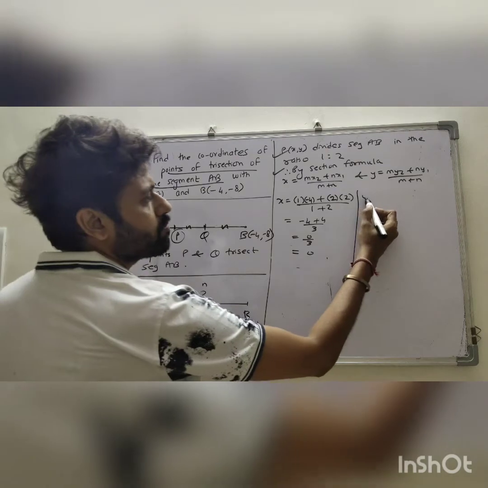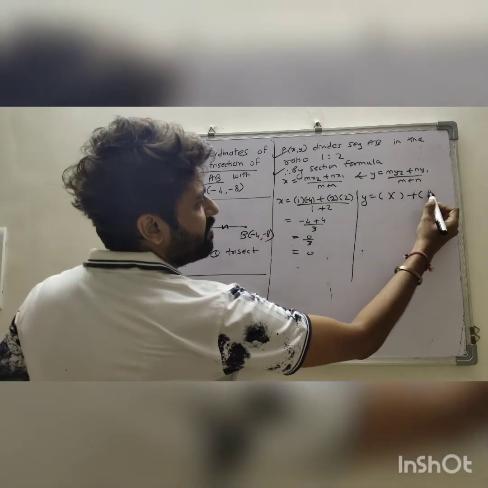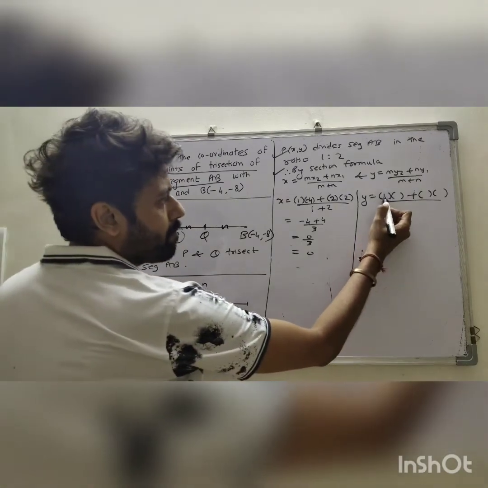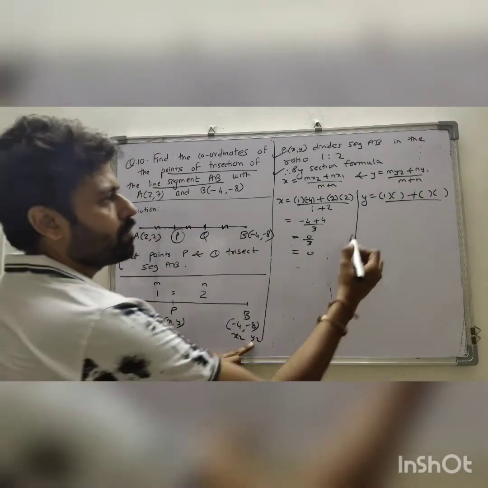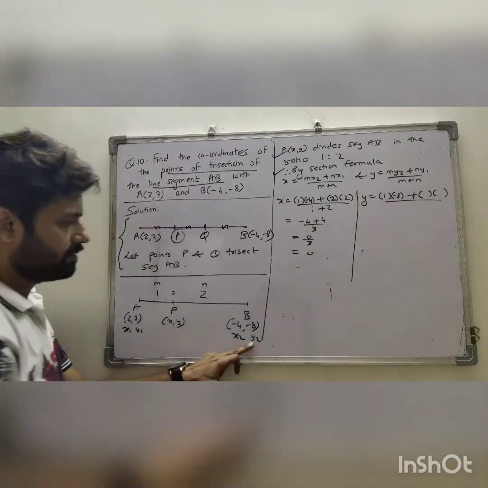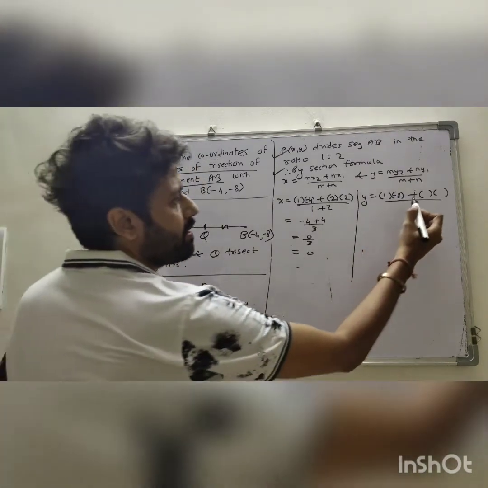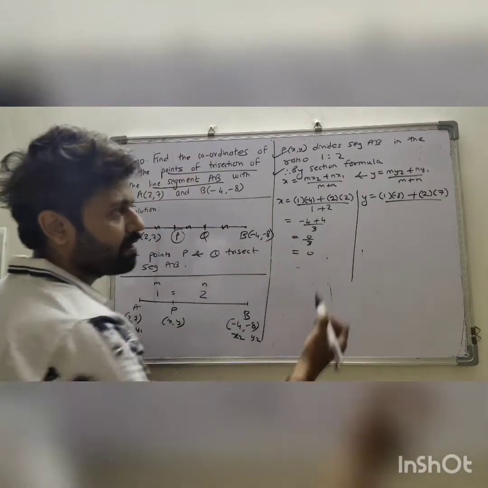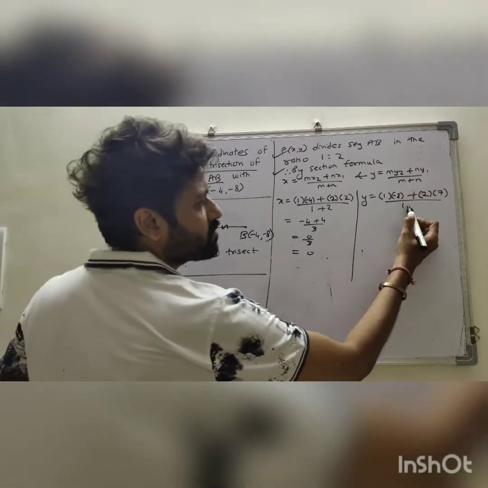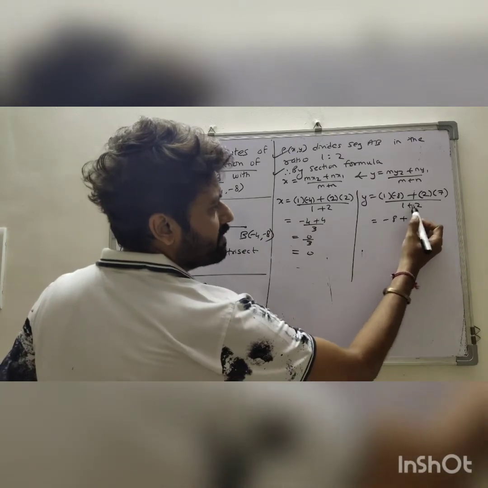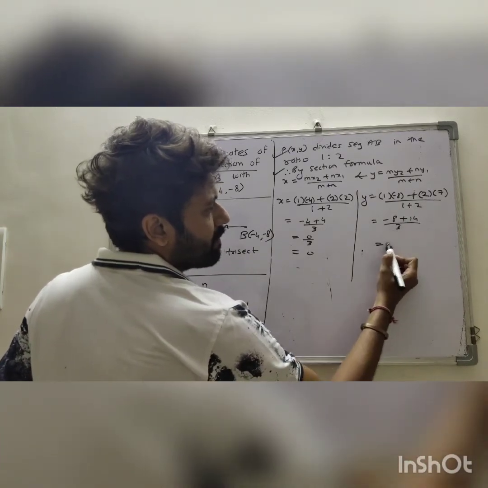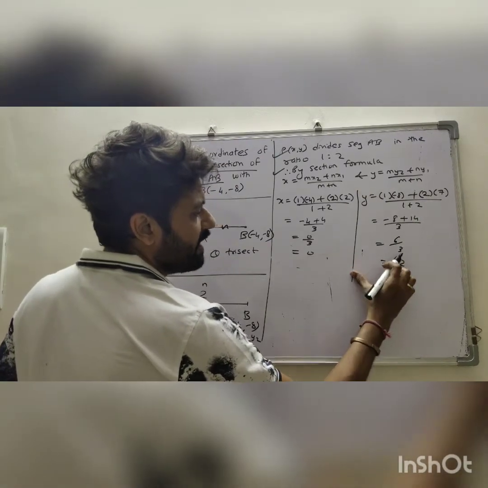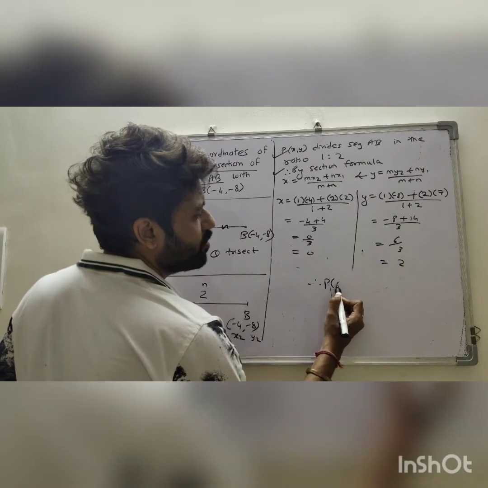Y is equals to my2 plus ny1 upon m plus n. y2 is minus 8 plus n y1 is 7 upon m plus n, 1 plus 2. This is minus 8 plus 7 into 2, that is 14 upon 3. Minus 8 plus 14 is plus 6 upon 3. Answer is 2. We get P 0, 2.